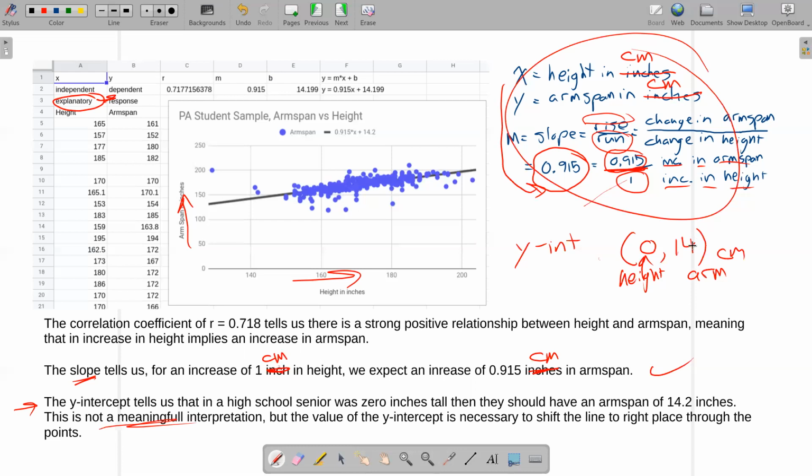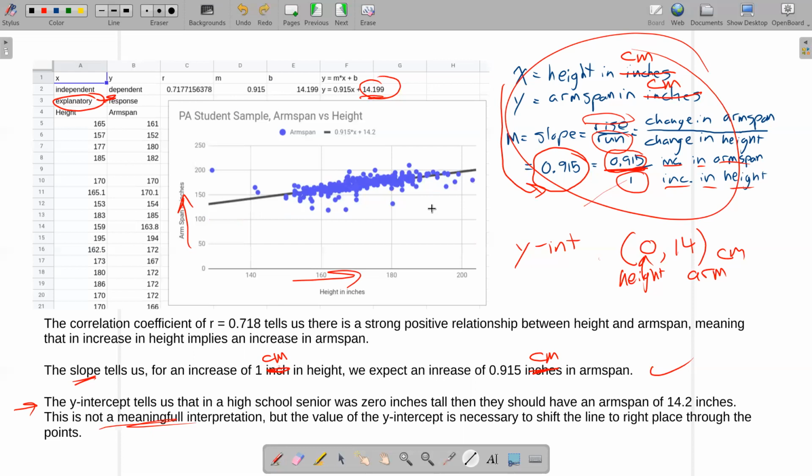But if we didn't have that plus 14 centimeters here, then my line would be lower down here, and it wouldn't go through the points. So this is important. Although the interpretation of the Y-intercept is nonsense, I do need that number to get the line running through the right spot in the points. Otherwise, I would see the line sitting lower. If we just tried to delete that 14.199, then our line would be down here. And that line does not fit those points. It's too low. So that's important too.